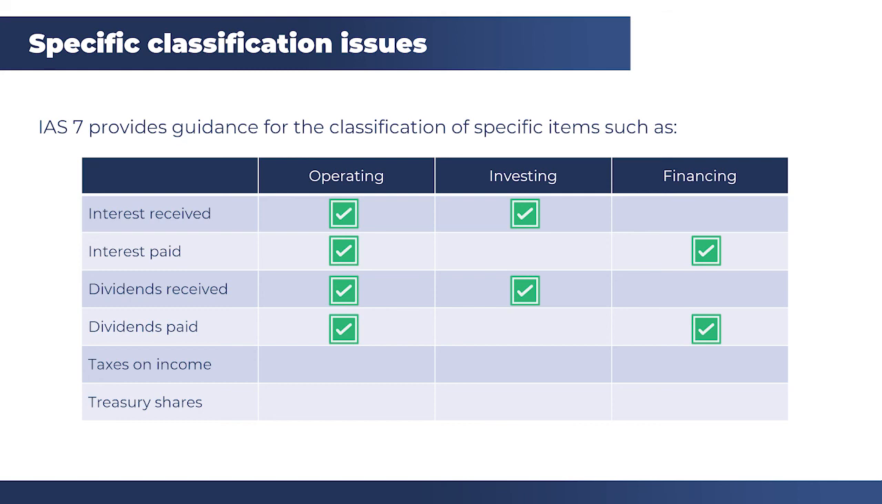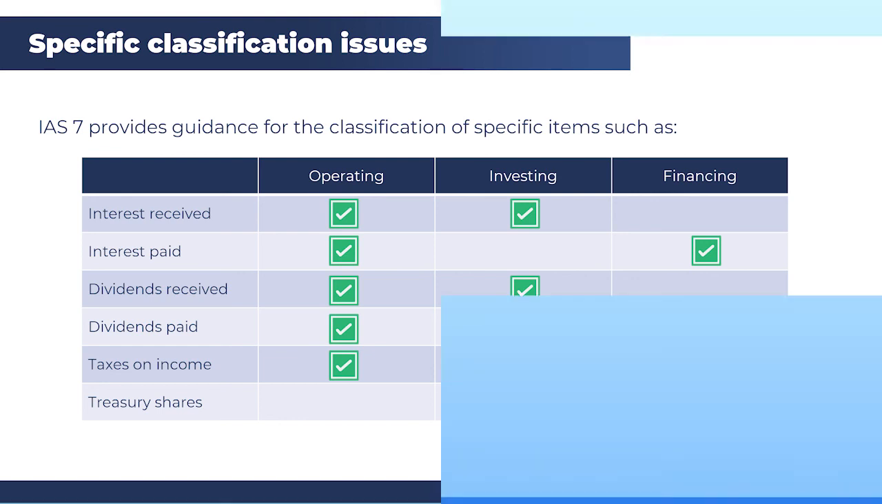Taxes on income. Cash flows arising from taxes on income should be separately disclosed within operating cash flows, unless they can be specifically identified with investing or financing activities. However, in practice, this is normally difficult to apportion, so tax payments are normally classified singularly as operating activities. And lastly, treasury shares. Payments related to treasury shares are recognized as equity transactions. Hence, these qualify as financing activities.